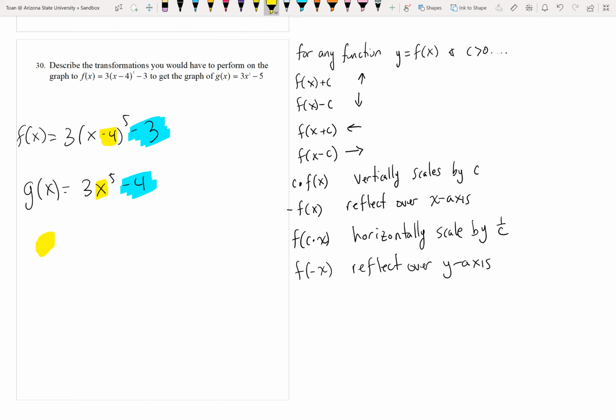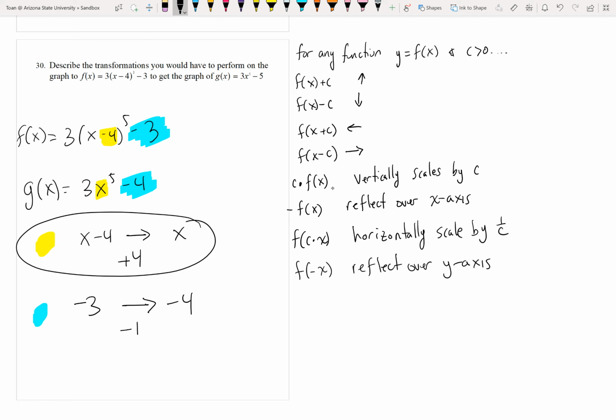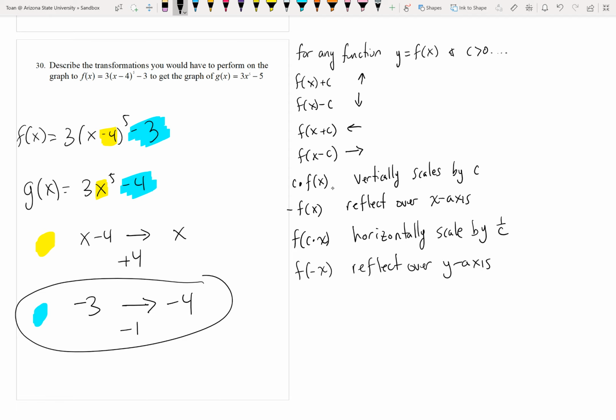So for the yellow, you ask yourself, how do you go from an x minus 4 to just a regular x? And I hope that you guys can just see it. You have to do a plus 4. For the blue, you have to ask yourself, how do I go from a minus 3 to a minus 4? And hopefully you guys can, it's just arithmetic. You have the minus 1. The critical thing here is to understand that the yellow, you're doing a plus 4 directly to the x, whereas the blue, the minus 1, you're doing it to the outside function.